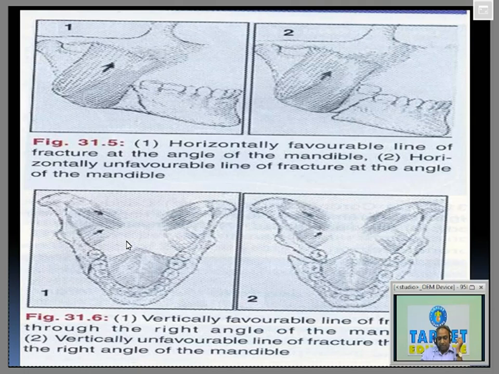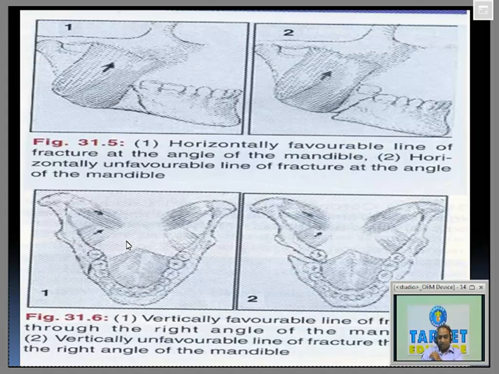Mylohyoid muscle, medial pterygoid muscle or the lateral pterygoid muscle, they cannot pull the posterior fragment medially because of the resistance from the anterior fragment, because the fracture line is running forwards on the alveolar crest like this. Okay, so if it is like this, it is resisting the movement of the posterior fragment.